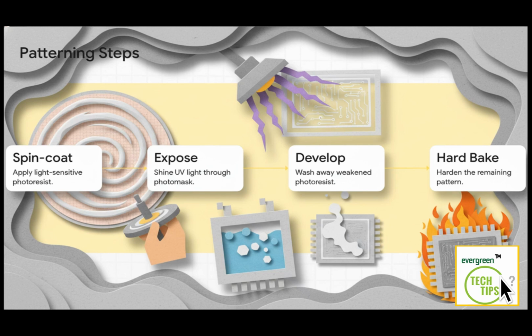Second, we expose it to that UV light through our photomask stencil. Third, the wafer goes into a developer to wash away the photoresist that got weakened by the light. And fourth, a hard bake solidifies what's left. Boom, we've just created our temporary stencil right there on the chip.